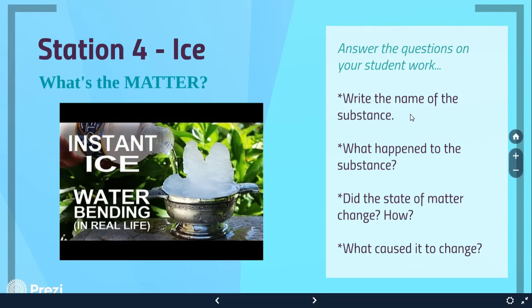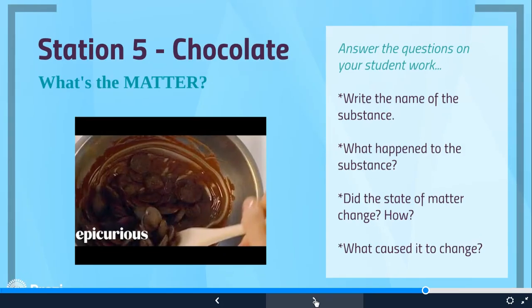The name of the substance here was, we started with water. What happened to the substance? We got that water to freeze. Did the state of matter change? Yes, it changed from a liquid to a solid. And what caused it to change? Well, of course, temperature once again, but this time we went colder. So a colder temperature caused it to change.